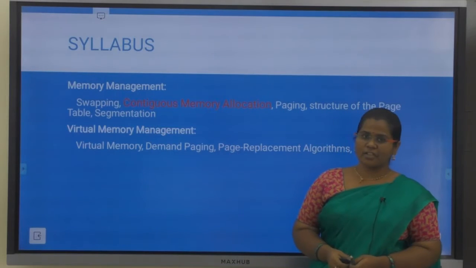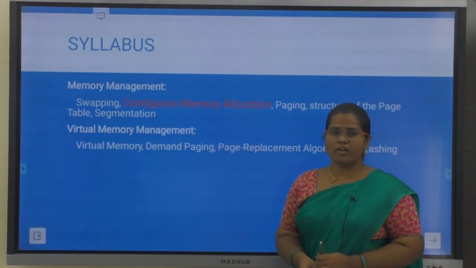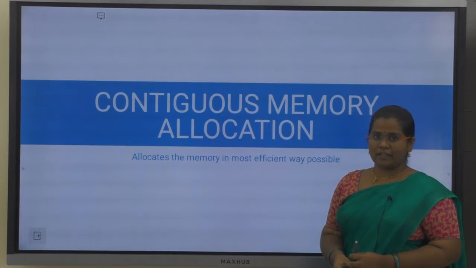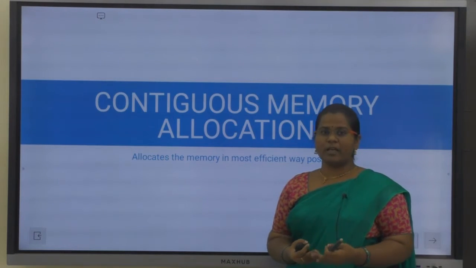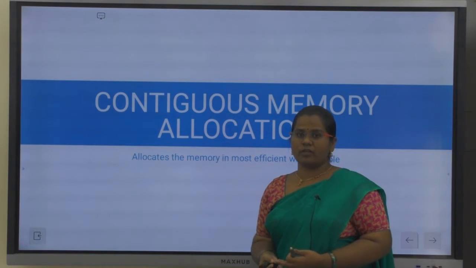So in today's session we are going to see about the memory allocation strategy, that is contiguous memory allocation. In this contiguous memory allocation, we'll see how a process will be allocated into the main memory when we try to execute a process.